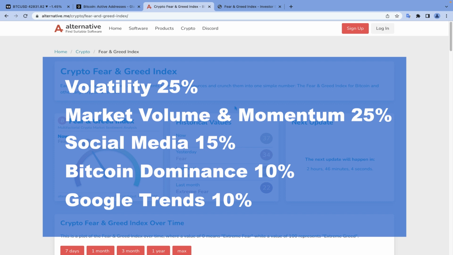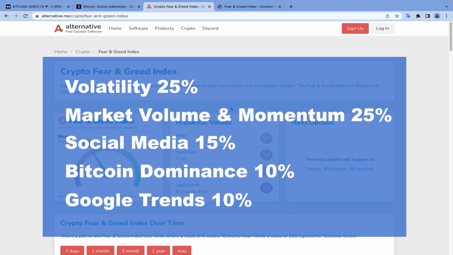Volatility accounts for 25% of the index, and it shows the pace at which the Bitcoin price changes. The market data from the last 30 days and 90 days are used in this index. Market volume and momentum account for another 25% of the index, and it shows both the average trading volume and market momentum for the past 30 and 90 days. Generally, high trading volume of the market is considered to increase greed.